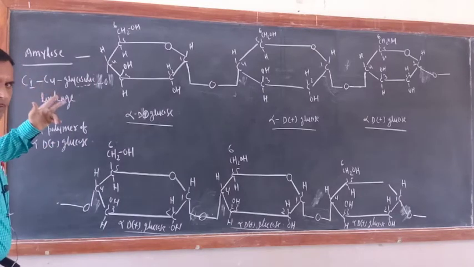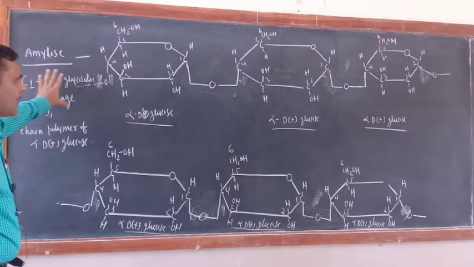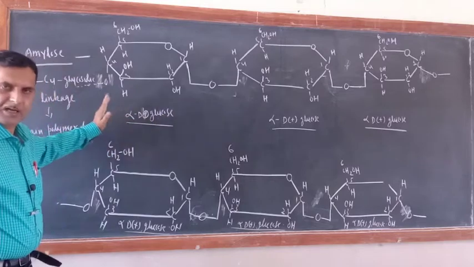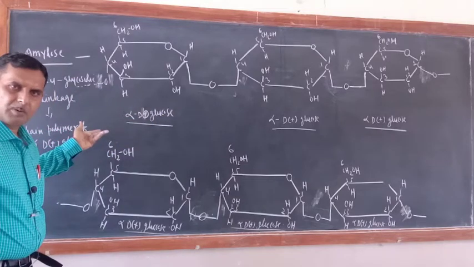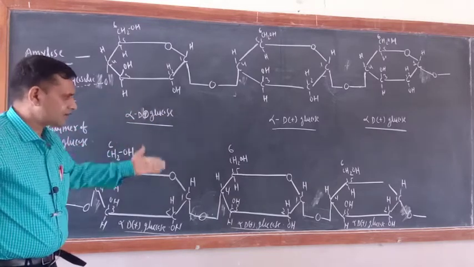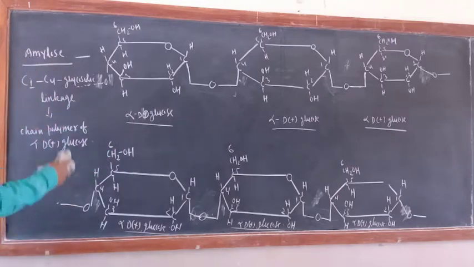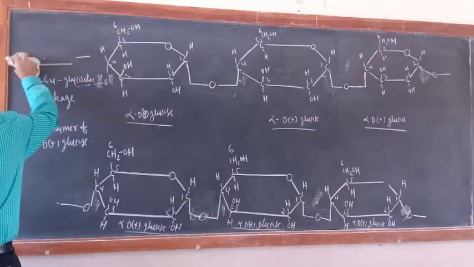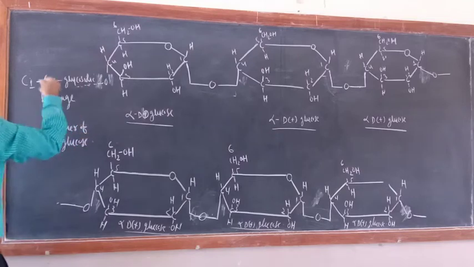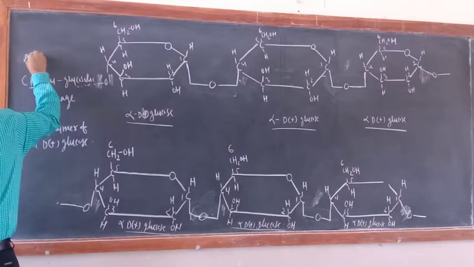Now let us move toward the amylopectin. So in amylose what is there? Amylose is the chain polymer of alpha D positive glucose. I have shown here. Now do one thing. Just see. Now write down here amylopectin. Here only I will tell you the amylopectin.